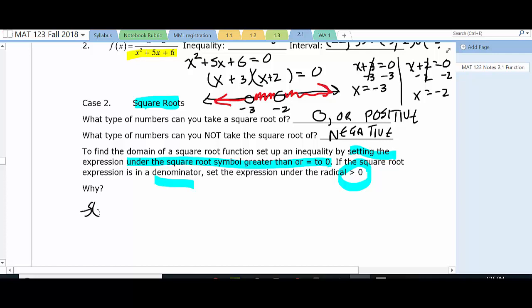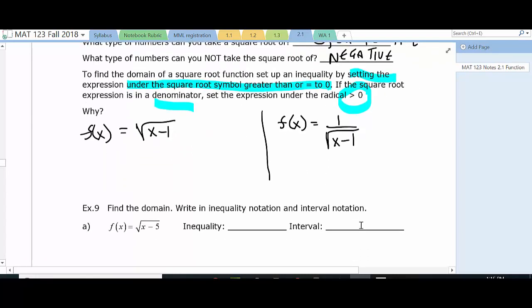Let me just give you the why part of this. Write down this function as an example. Let's say that we have the square root of x minus 1, and then at the side write down f of x equals 1 over the square root of x minus 1. The answer to the domain is slightly different on both of those, so let me show you the difference.